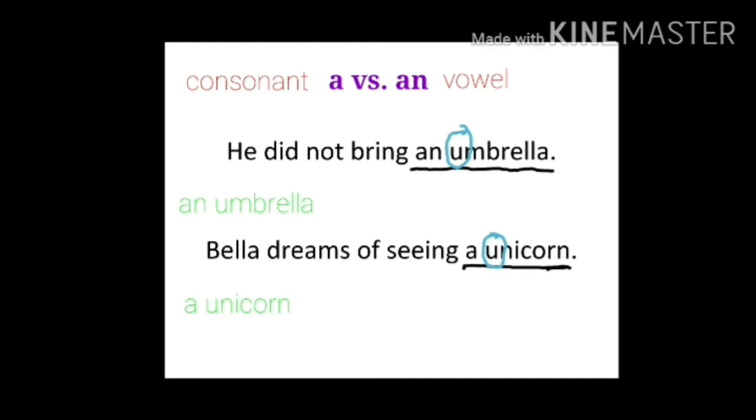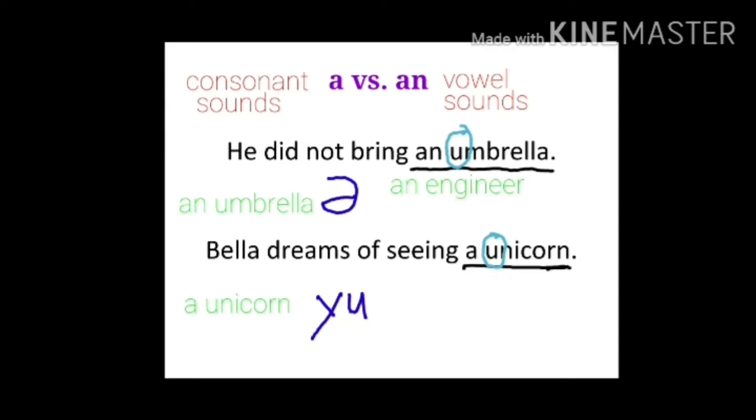So, clearly the difference between a and an is not on letters, it is on the sound. An is used for vowel sounds and a is for consonant sounds. Umbrella starts with a vowel sound and unicorn starts with a consonant sound, U. Other examples of words starting with vowel sounds are an engineer, an hour, an introduction, an FBI agent. The words engineer and introduction obviously start with vowel sounds.